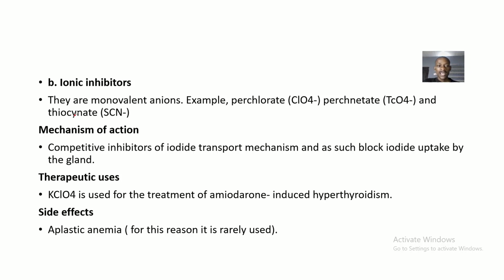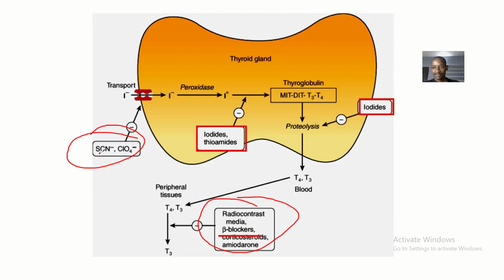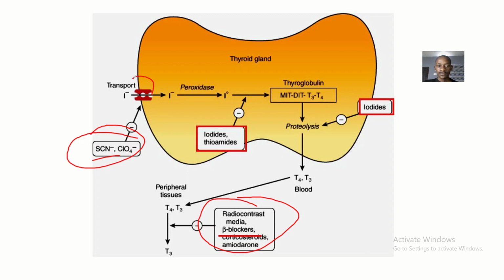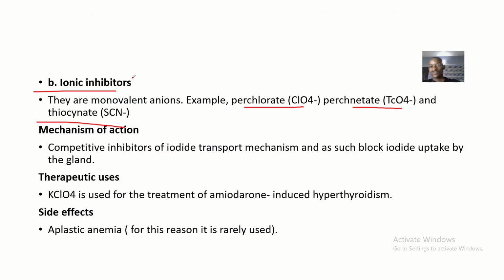Looking at this now, the examples of ionic inhibitors are perchlorate, pertechnetate and thiocyanate. Looking at this image and comparing the chemical symbols, SCN is thiocyanate and ClO4 is perchlorate. This is where they act. Ionic inhibitors prevent the iodine ion from getting into the cell, into the thyroid.